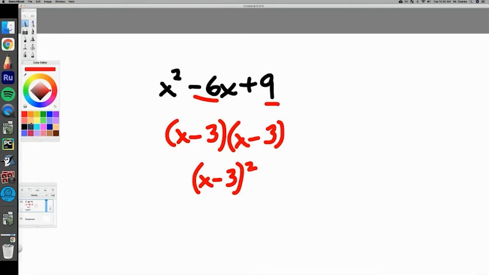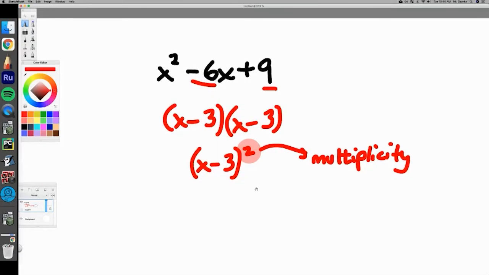This right here, don't write this down. I just want your brains for right now. But this right here tells you the multiplicity. It's a multiplicity of 2 at x equals 3, because if you plugged 3 in there, you would get 0 squared.